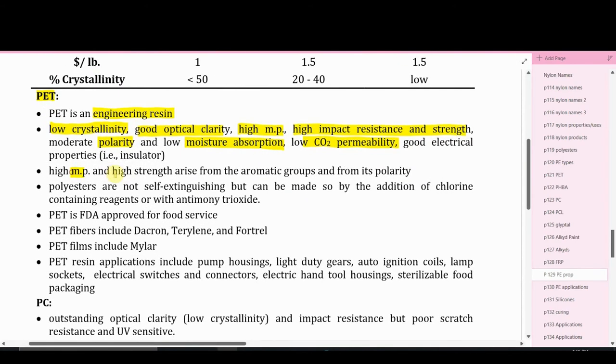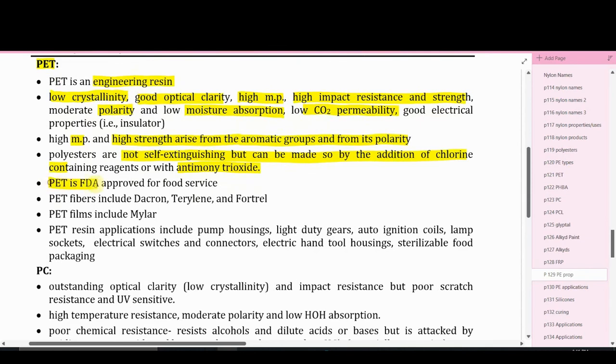Good electrical properties, or insulators. High melting point, high strength arise from the aromatic groups in the case of the aromatic PET. Polyesters are not self-extinguishing, but they can be made so by the addition of various chlorine reagents or antimony trioxide themselves. Not very safe, but can be done. PET is FDA approved for food service.